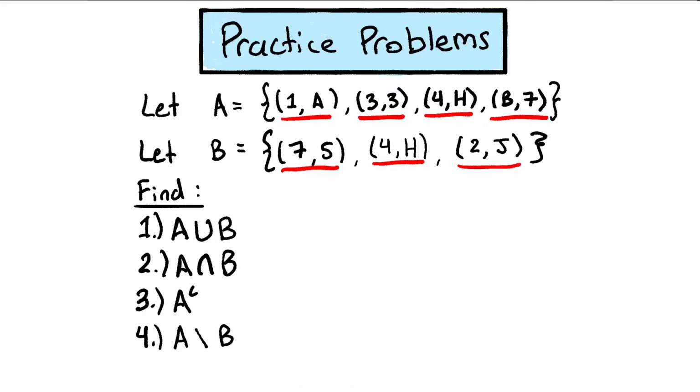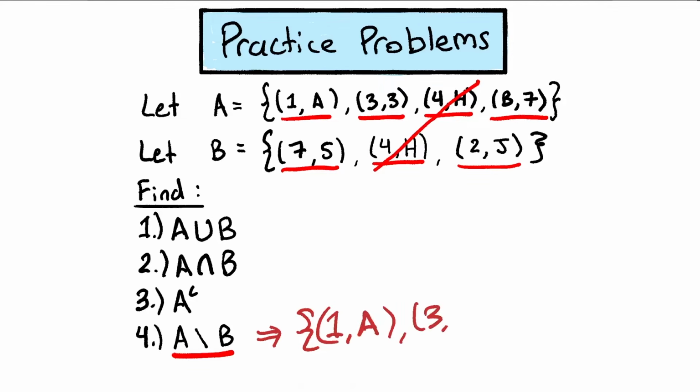Finally, we have A minus B, which are all the terms that are left in A after you subtract all the terms that are in B as well. So the only term that is in both A and B is 4H. So when you subtract B from A, you should be left with 1A, 3, 3, and B, 7. So that's what we get for A minus B.